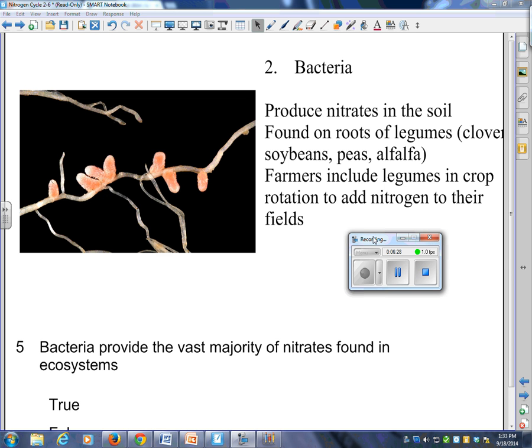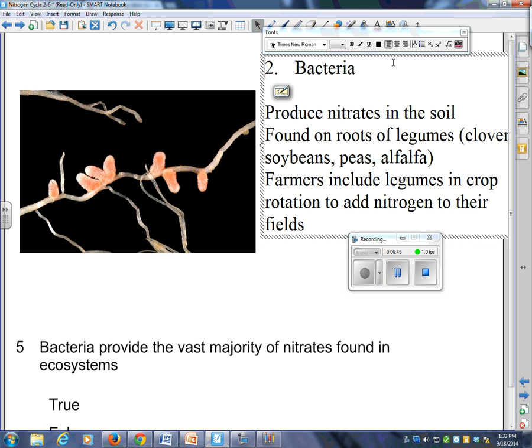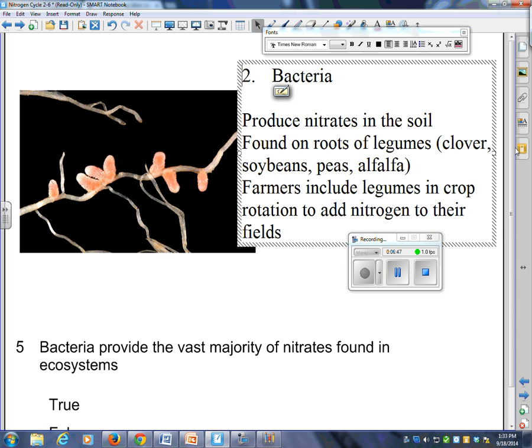Nitrogen-fixing bacteria can also be found in small lumps called nodules on the roots of legumes such as clover, soybean, peas, and alfalfa. So, the bacteria in the soil produce nitrates in the soil. They're found on the roots of legumes like clover, soybeans, peas, alfalfa.